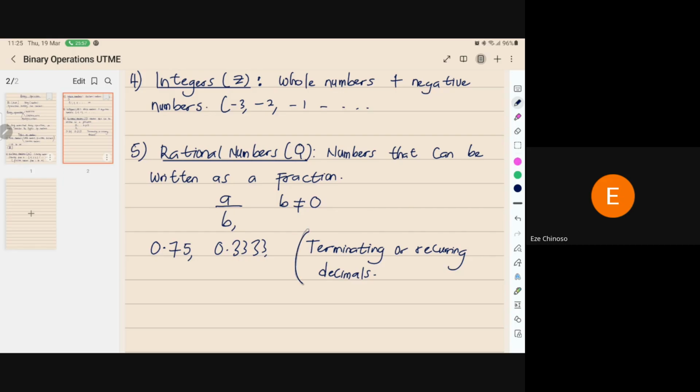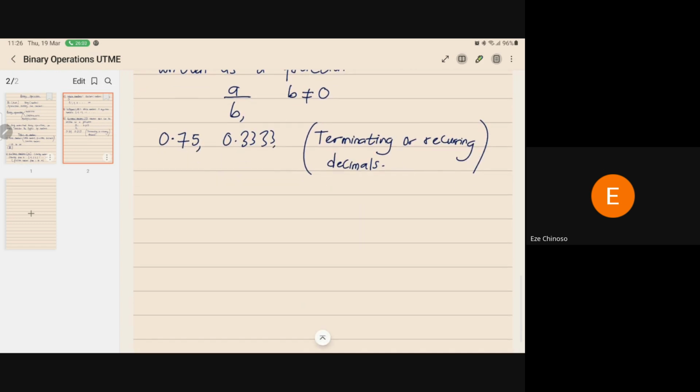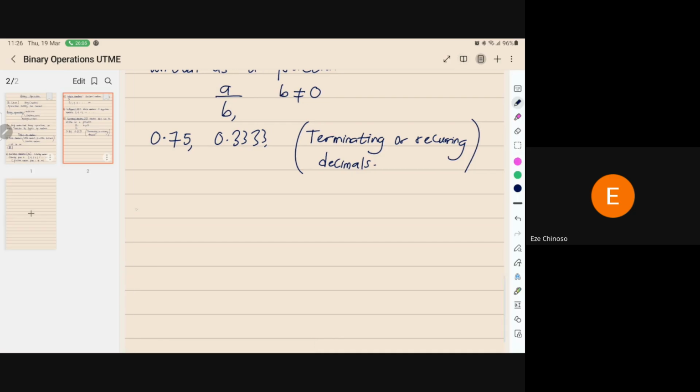These things are very good, especially when we start solving questions on this. As well, you need to understand this for your sets, especially your set notations. So the last one is what? Irrational numbers.